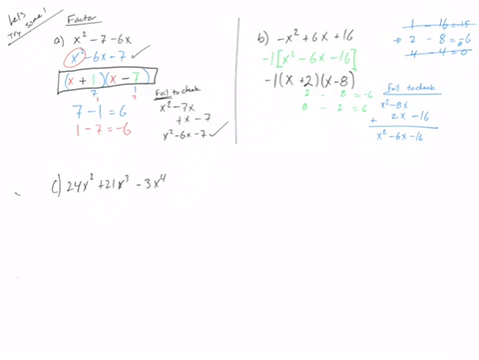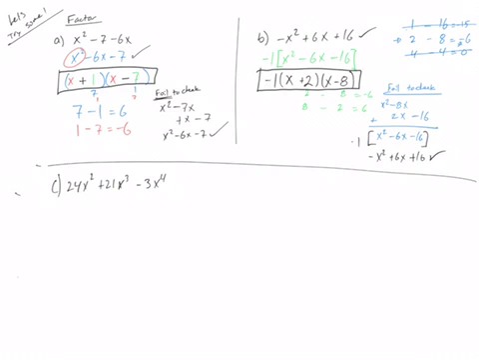Then remember, I have this negative 1 to multiply by all that. So all this is being multiplied by negative 1, which gives negative x squared plus 6x plus 16, which is exactly what I started with. So then my answer is going to be this.